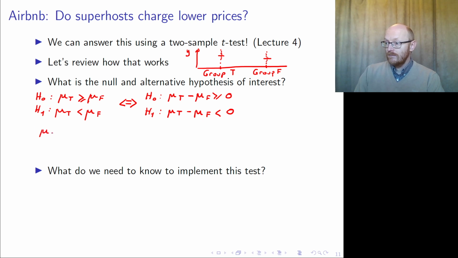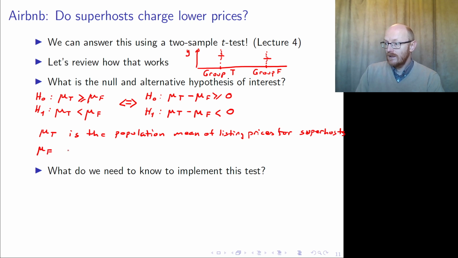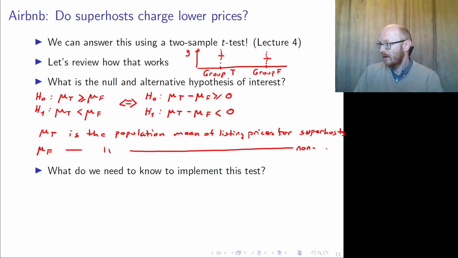we have mu T is the population mean of listing prices for superhosts. And the mu F is the population mean of listing prices for non-superhosts.